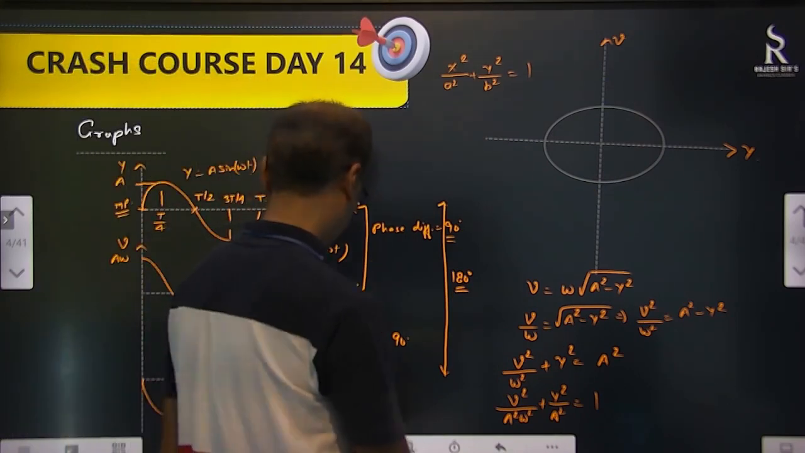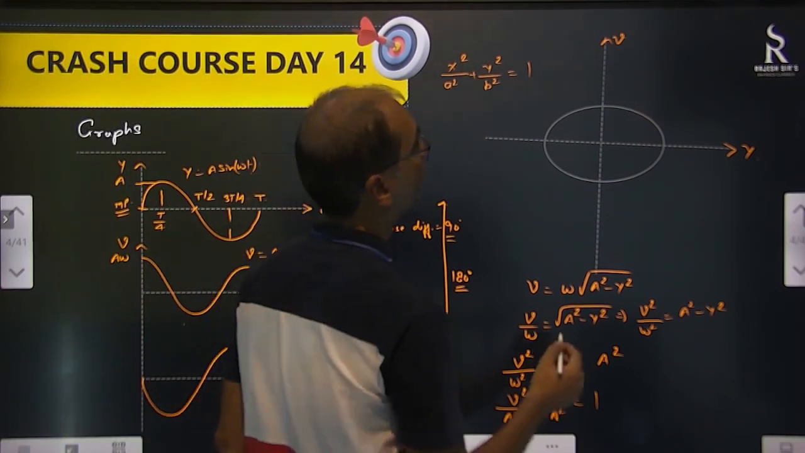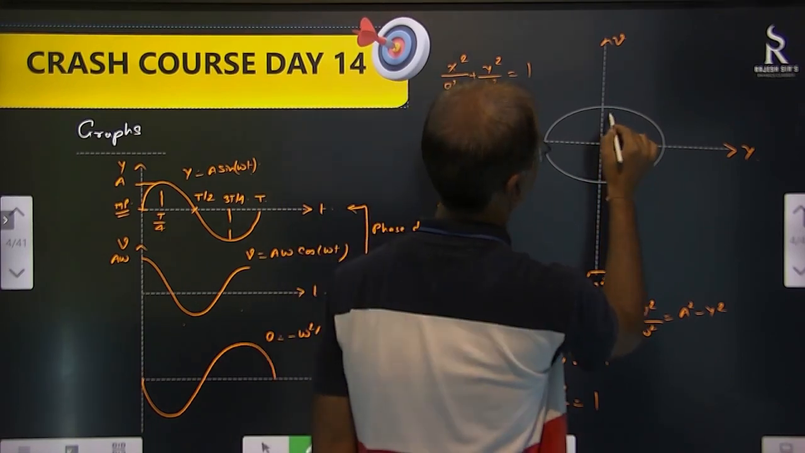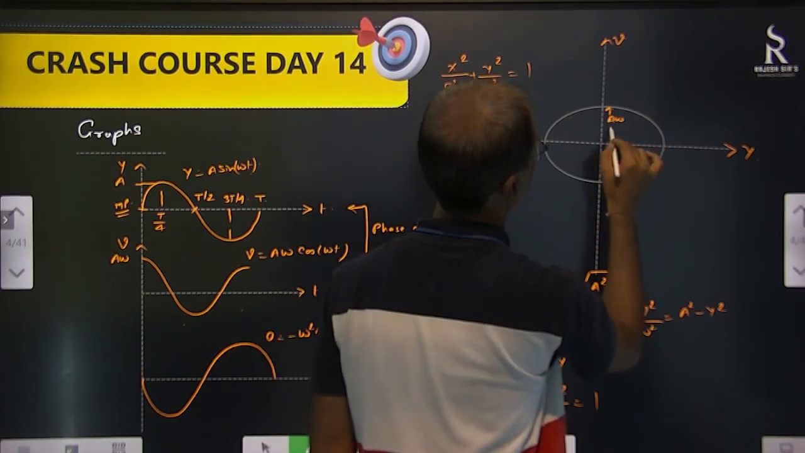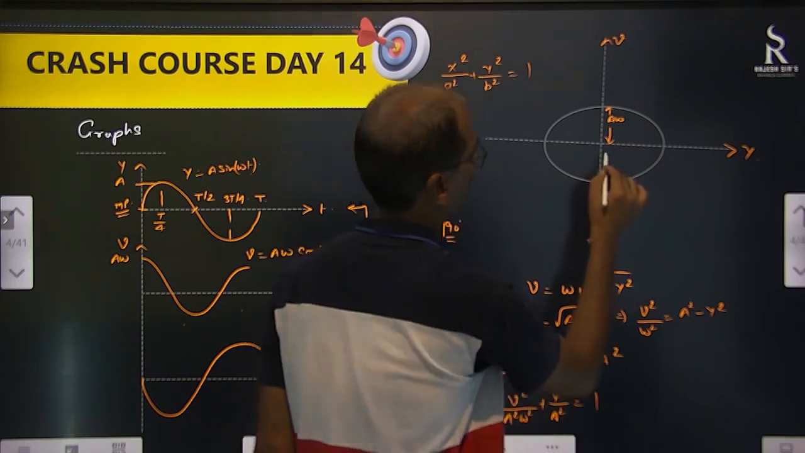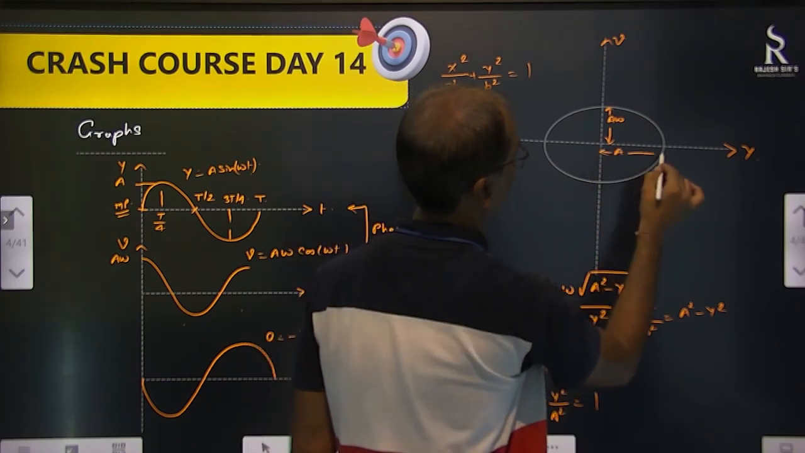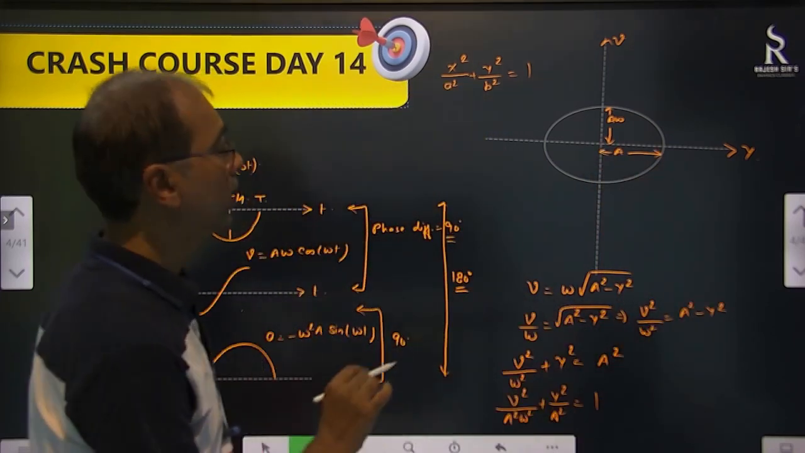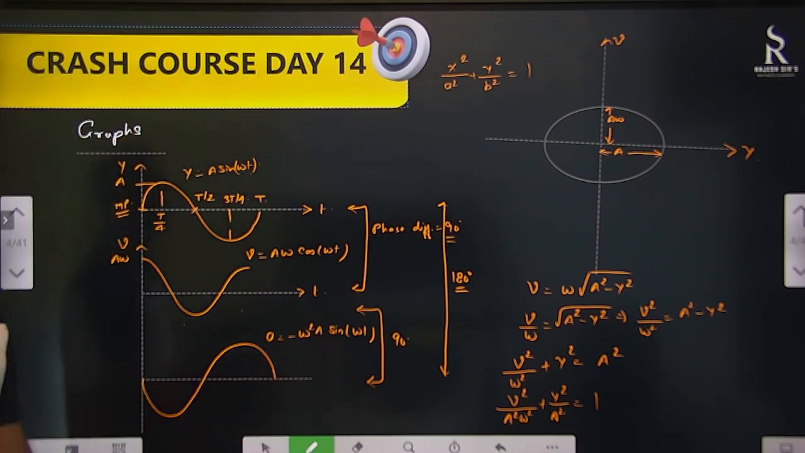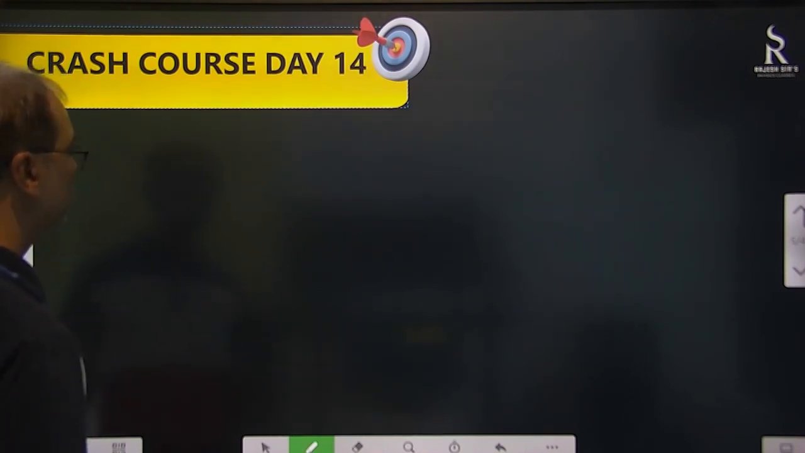What are the maximum values? We can write v's maximum value is a omega, and the maximum value of y is a. So remember, it's an ellipse between velocity and position, displacement. Then which graph is left? Acceleration. So acceleration and y.